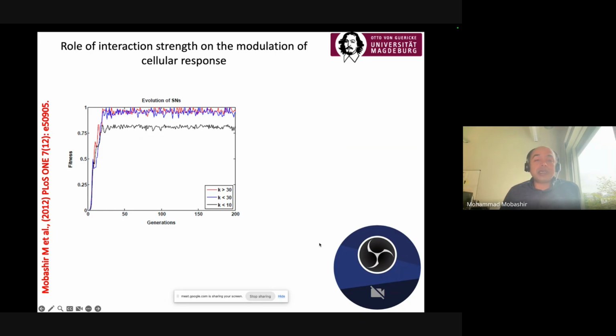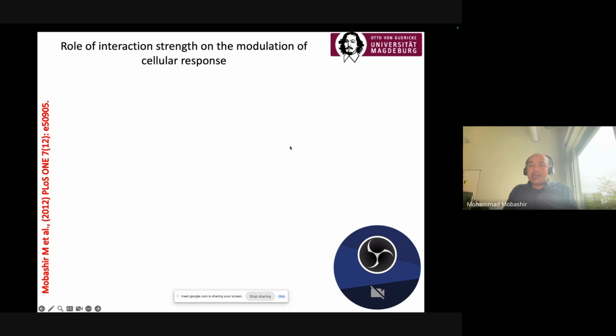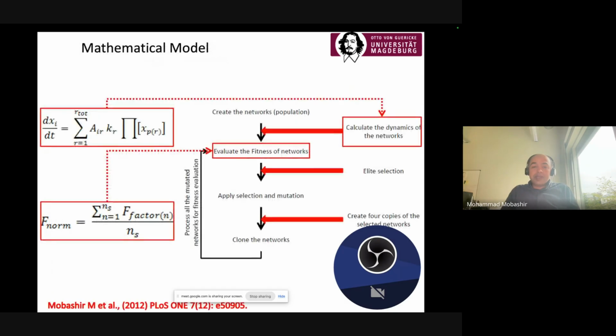Here, what we are seeing, for the rate of reaction less than 10, the fitness is not reaching the maximum level. That means all the networks are not going to be considered as fit networks. But when we are increasing up to a certain threshold, then all the networks are basically trying to reach the best fitness values. And here we could see easily in the networks how the responses are behaving.